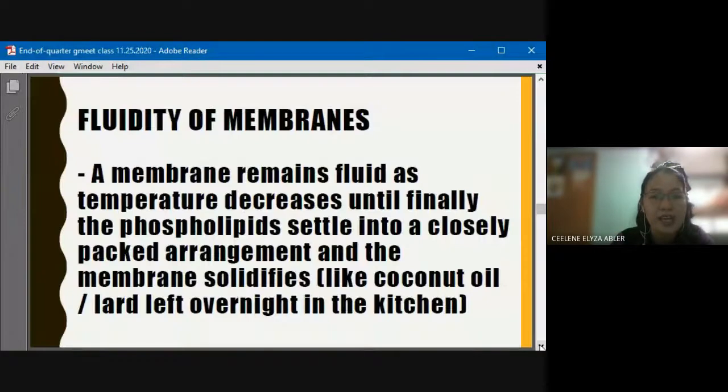Okay, so ganun siya. Alright, so the fluidity of the membrane, class, is also dependent on temperature. Okay.